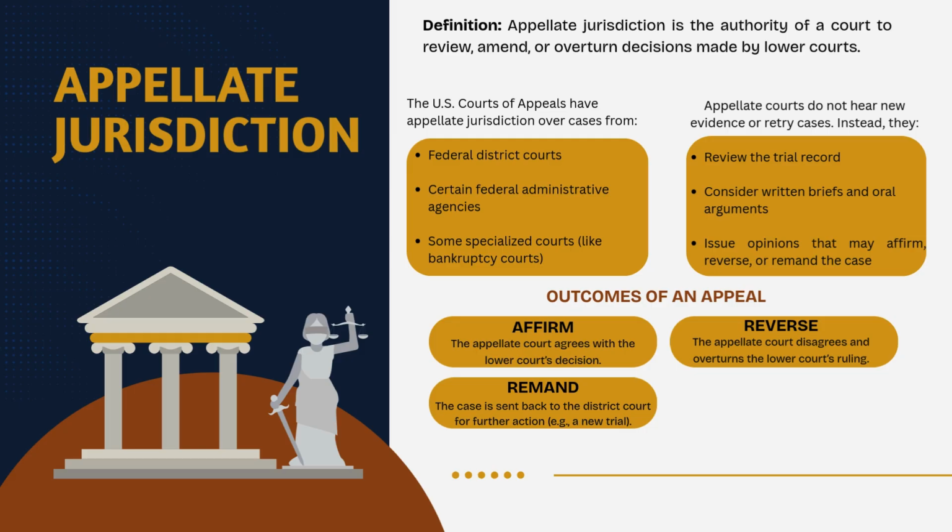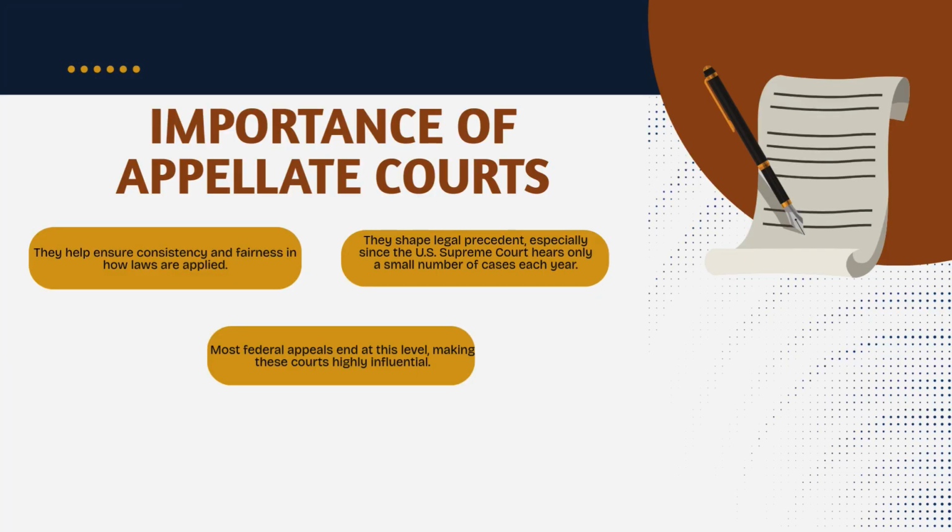So, for example, new trial. And I actually have experience with this currently with a family member as we pushed for a motion for remand, which was denied. So we are currently going through the appellate process. The importance of the appellate courts: they help ensure consistency and fairness in how laws are applied. They shape legal precedent, especially since the U.S. Supreme Court hears only a small number of cases each year. Most federal appeals end at this level, making these courts highly influential.